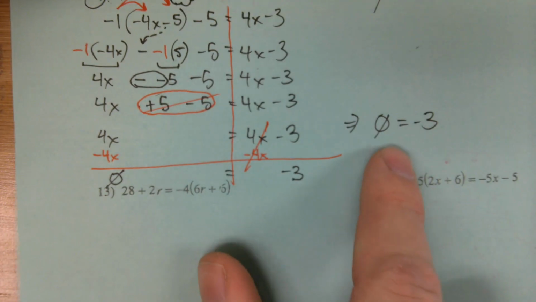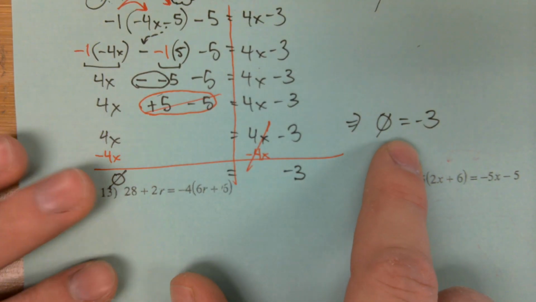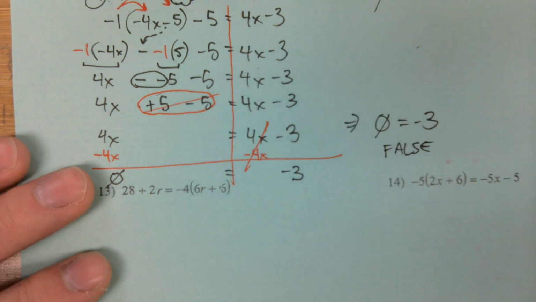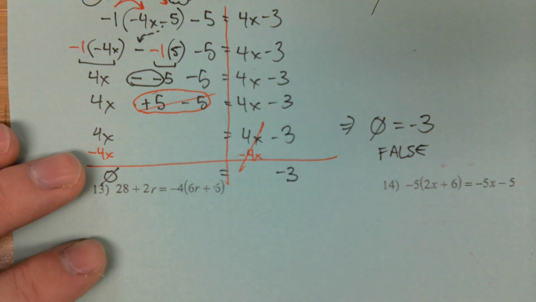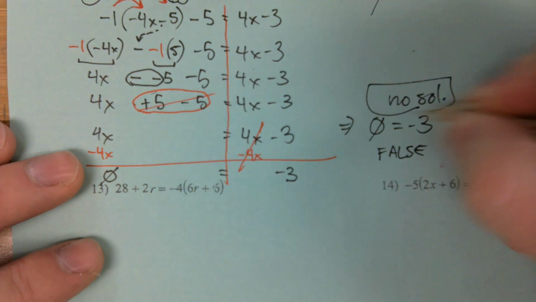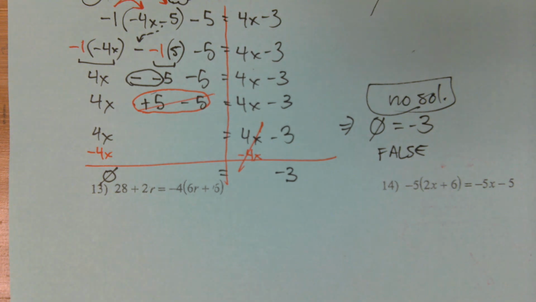Does 0 equal negative 3? No, they're completely different numbers. This is a false statement. So how many solutions does this equation have? No solution at all. All right?